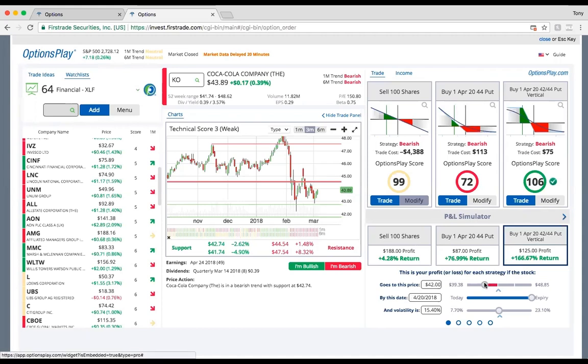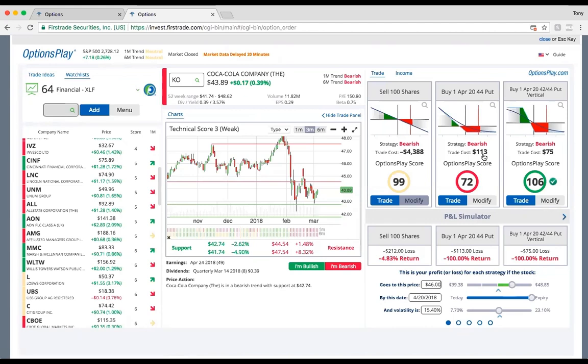However, what if we're wrong? What if Coca-Cola goes higher? What if it goes back up to $45 or $46? So let's say it goes up to $46. Here, if I shorted the stock, I'd lose $212, a 4.5% loss. If I had bought this put, I lose $113. That's actually the cost of this put.